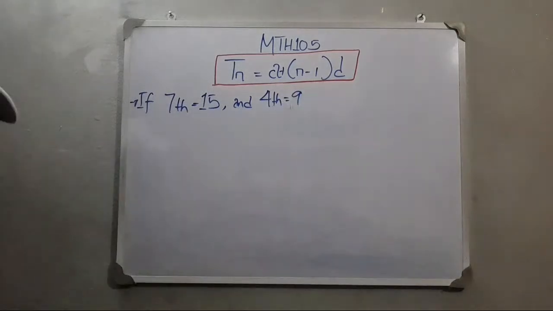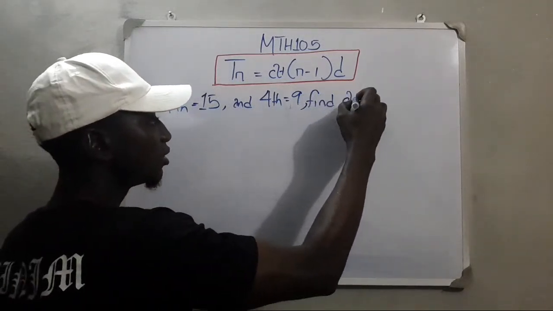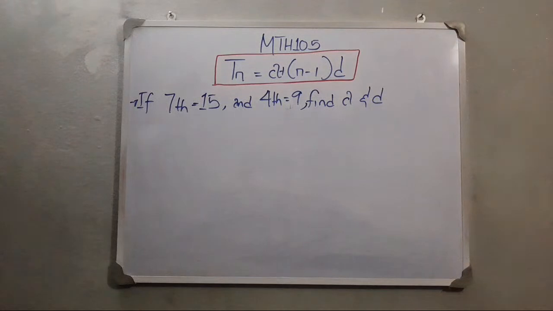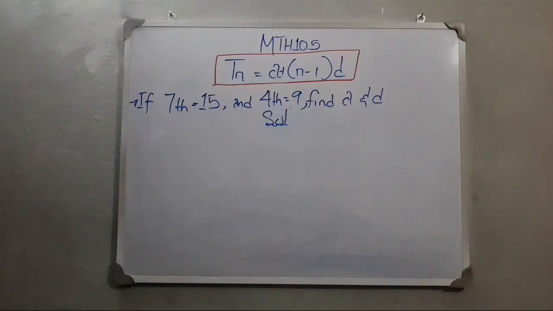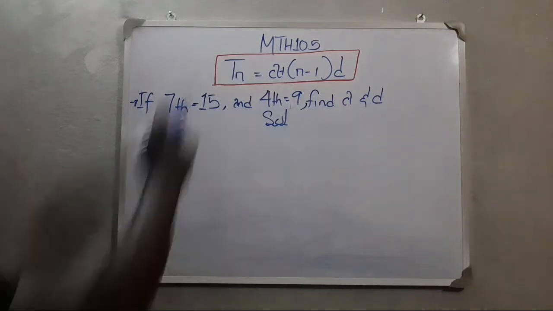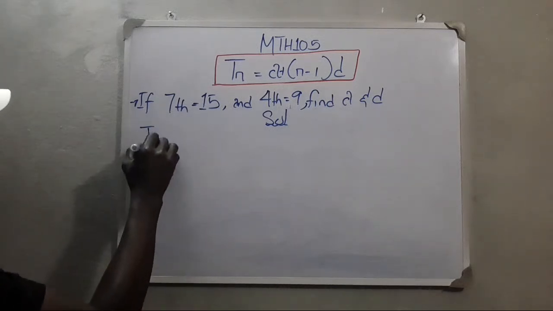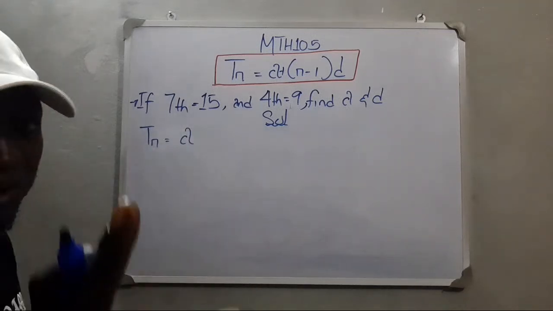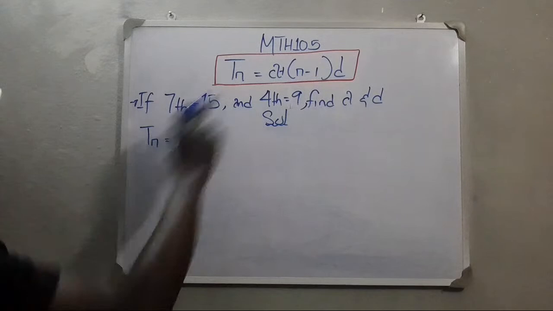All right, and the fourth term equals 9. Find A and D. So we say solution. This is our formula, let's not forget that. The formula says Tn equals... A is unknown, find A, find D. So we don't know what A is.